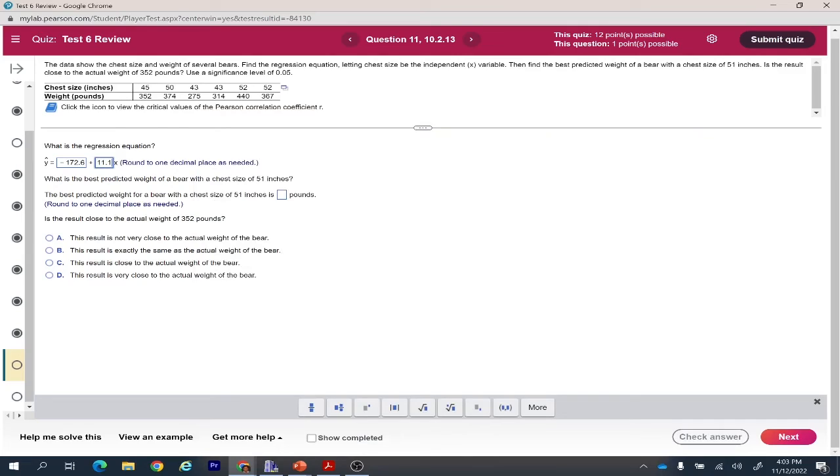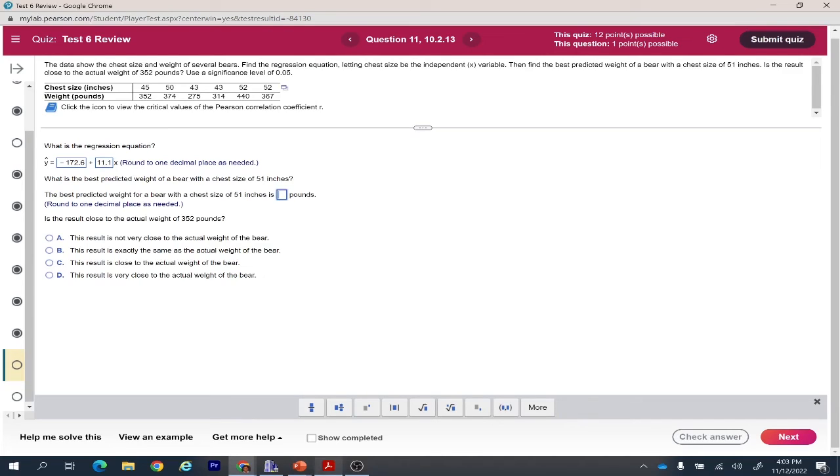And now, what is the best predicted weight of a bear with a chest size of 51 inches? By the way, the data shows chest size and the weight of several bears. So this is our model, our regression line. Based on this regression line, what is the best predicted weight if the chest size is 51? Just use x equals 51, multiply it by 11.1, and then add negative 172.6. That will give you the weight.